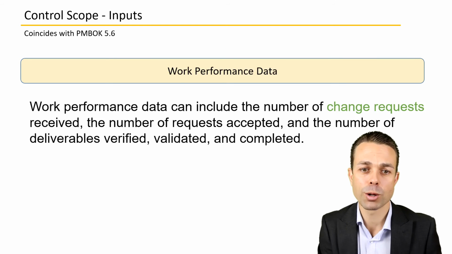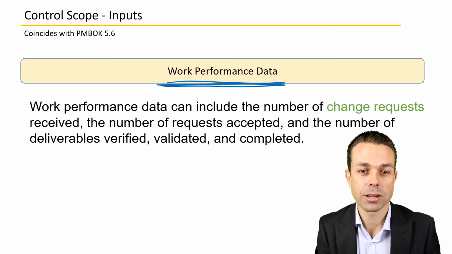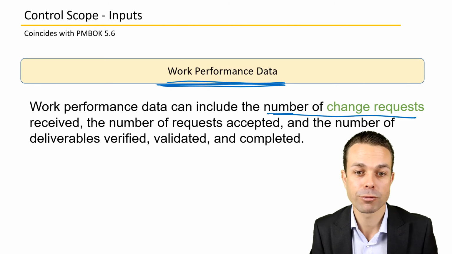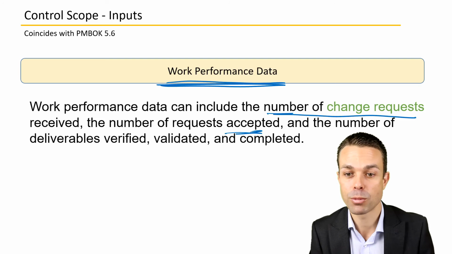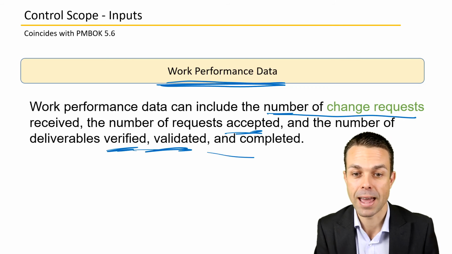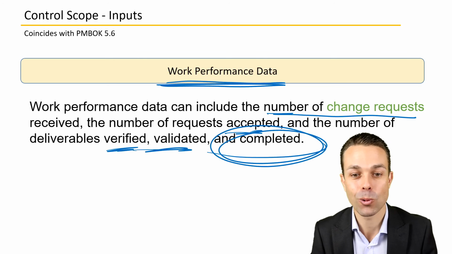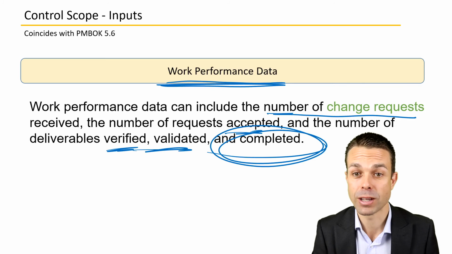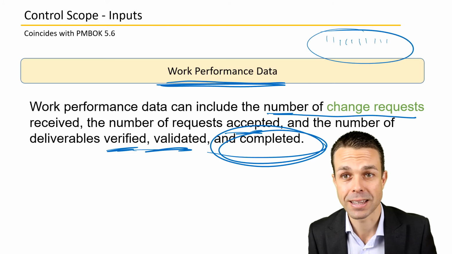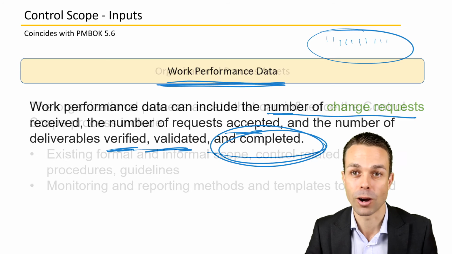We also might have work performance data, so the raw data for our project. This can include the number of change requests that we receive, the number of requests that we accept, and the number of deliverables that are ultimately verified, validated, and completed. So this can be a nice way to measure how we're actually going. Maybe if we're getting a lot of changes, then maybe we didn't do our due diligence at the beginning of our project to get the right requirements and define the scope in the right way.